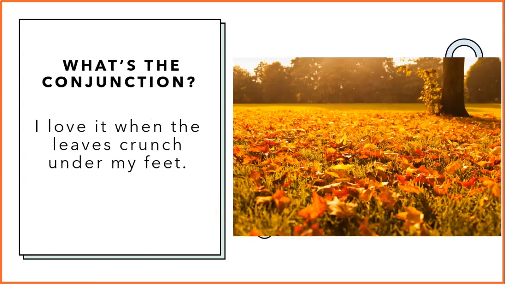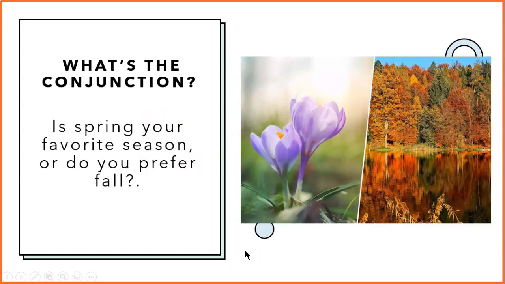I love it when the leaves crunch under my feet. What's the conjunction? My conjunction is when. When the leaves crunch under my feet is a dependent clause. So this is a subordinating conjunction. Is spring your favorite season, or do you prefer fall? Well, I see a comma in the middle, so let's look where that comma is, and I see an or. Or is a FANBOYS, which means it's a coordinating conjunction.